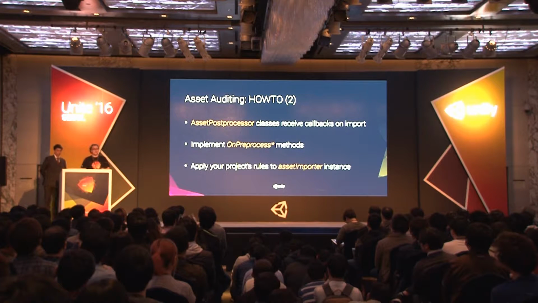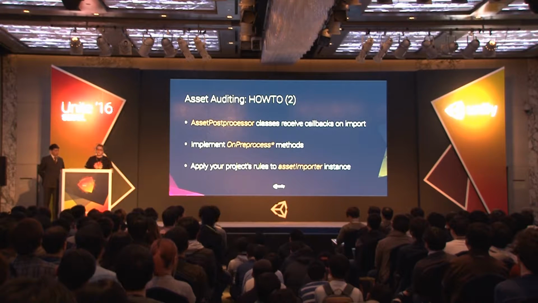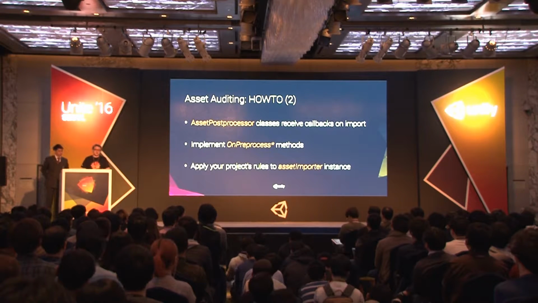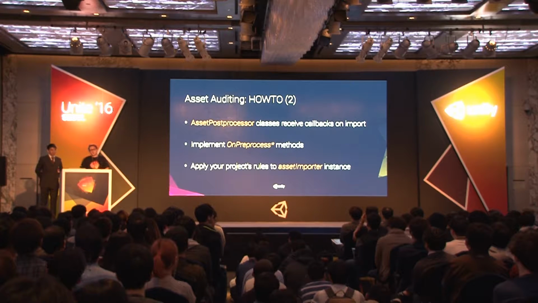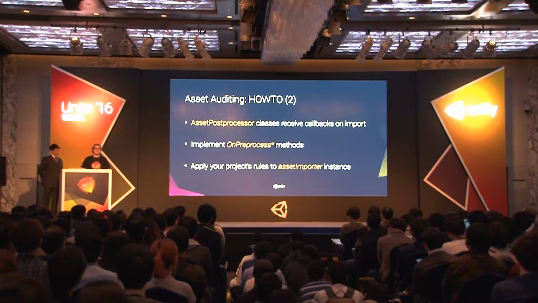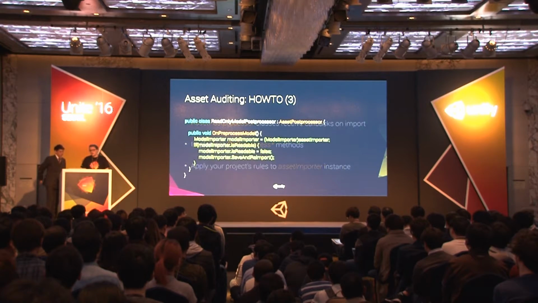The OnPreprocess methods are the ones you absolutely want to implement, however. So this is OnPreprocessTexture, OnPreprocessModel, OnPreprocessAnimation, and OnPreprocessAudio. And these allow you to apply the settings to your assets before Unity has even imported them.